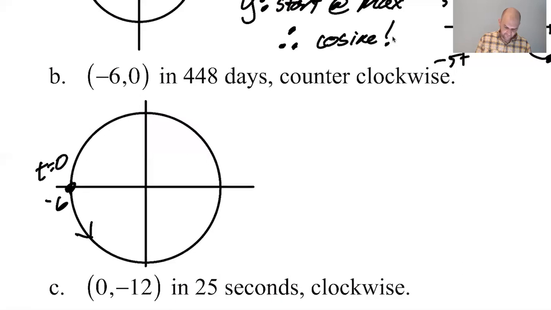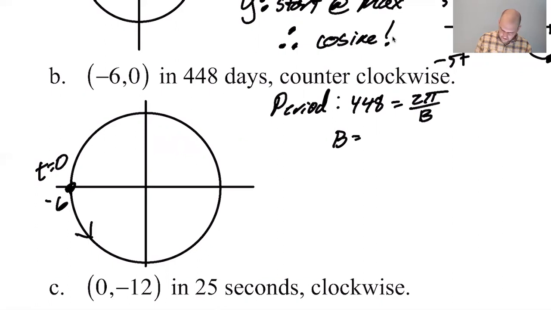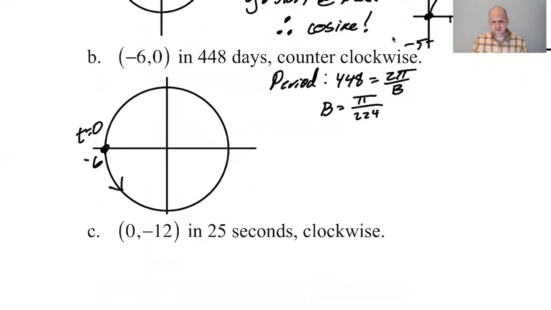And then it takes 448 days. So that's annoying. So the period is going to be 448, which is 2 pi over b. So b is going to be pi over 224. That's a weird value for b, but what are you going to do?